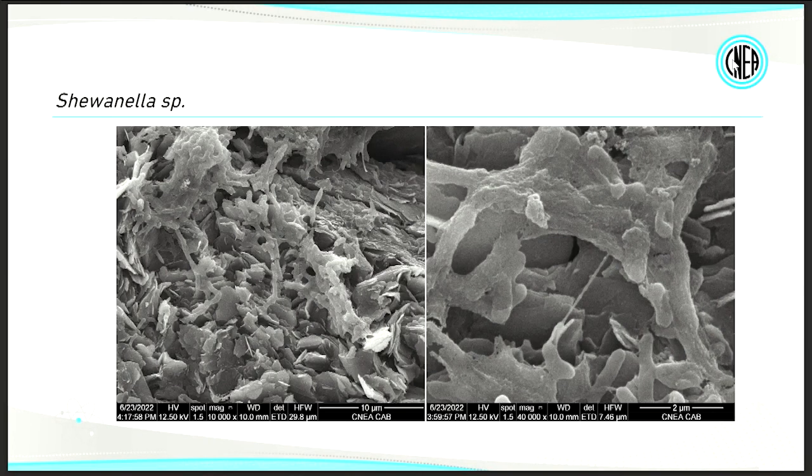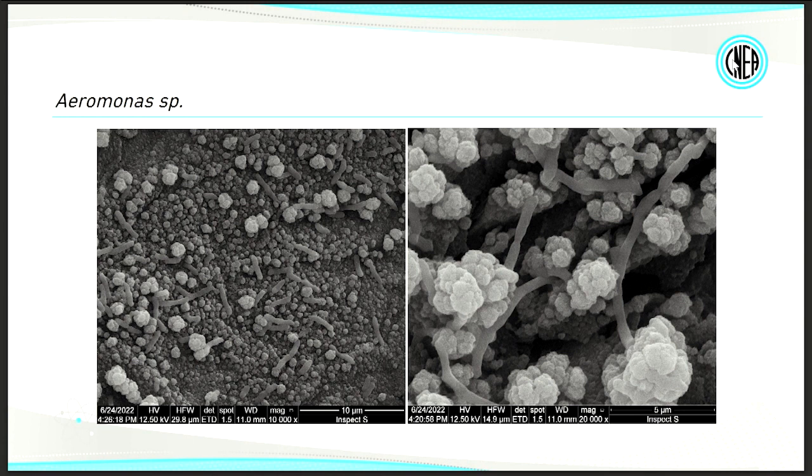These are 2 images showing the incipient cable formations, bacteria starting to connect to each other. These are Aeromonas. In spite of the fact that we did not detect any current with this bacteria, it did adhere to the electrode.